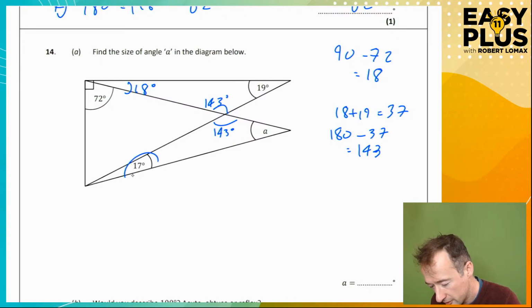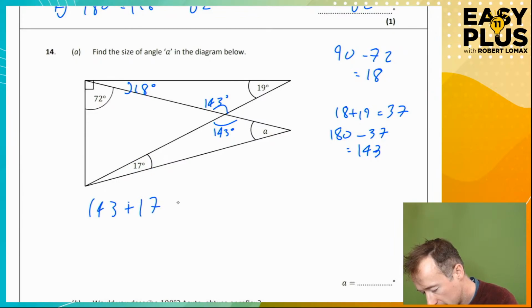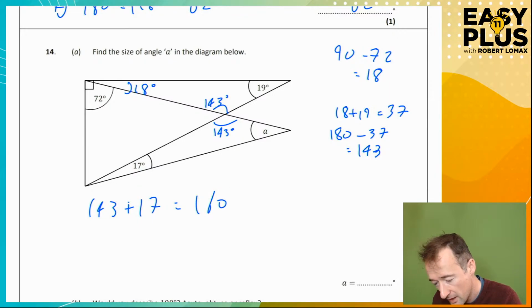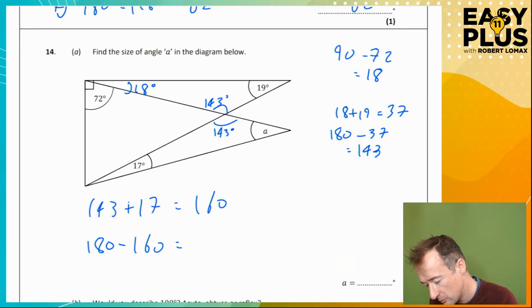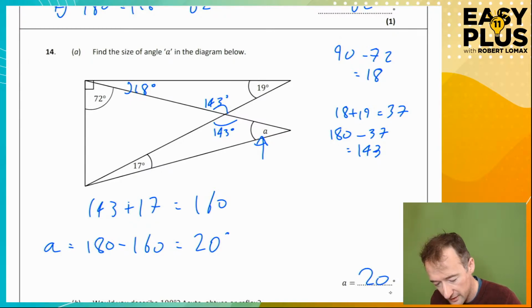Now we've got two angles in a triangle. What's 143 plus 17? 143 plus 17 equals 160. There are 180 degrees in a triangle, as I've shown, and as you must know. So 180 minus 160, giving a bit of working out to the examiner, is 20 degrees. So A here, in fact, let's put it there, just to be clear, A is 20 degrees. And again, the degree symbol is given to us, so we do not need to write it in, otherwise we would need to write it.